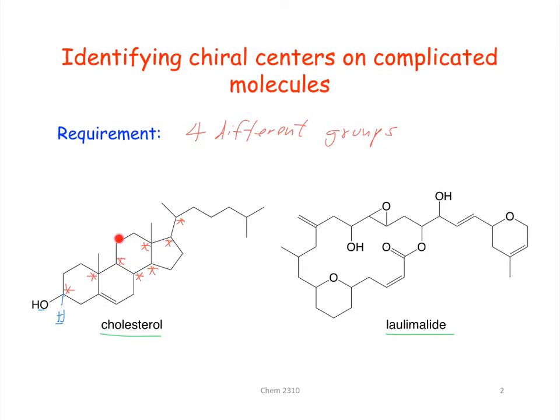All these other ones I'm not labeling have 2 H's, right? CH2, CH2, CH2, CH2, CH2, CH2, CH2. What about this position? Is this a chiral center? Well, no, it has 2 CH3 groups, so those are both the same, so that's not a chiral center. Alright, so cholesterol has 1, 2, 3, 4, 5, 6, 7, 8 chiral centers.